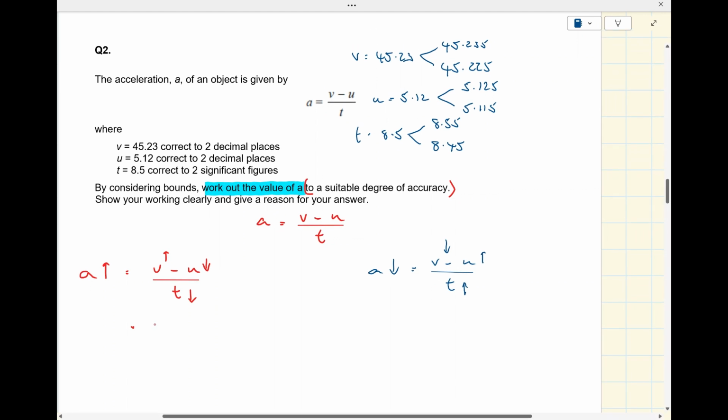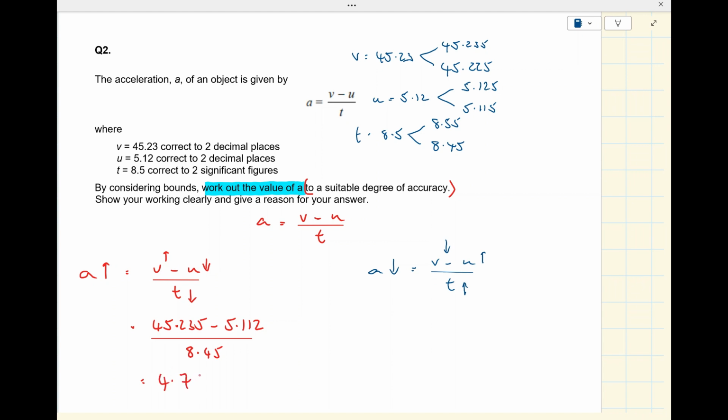So it's the highest possible V, 45.235, minus the lowest possible U, divided by the lowest possible T. So what is that, by the way? Let's find out, shall we? 45.235 minus 5.112 all over 8.45 gives me 4.74828 4024.